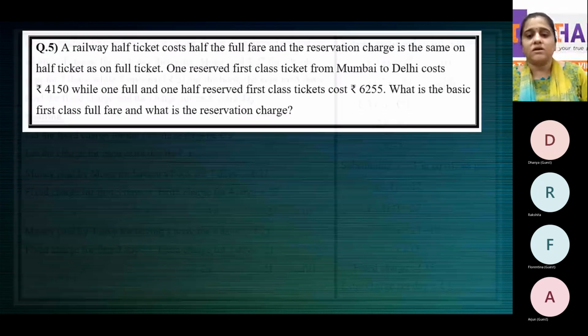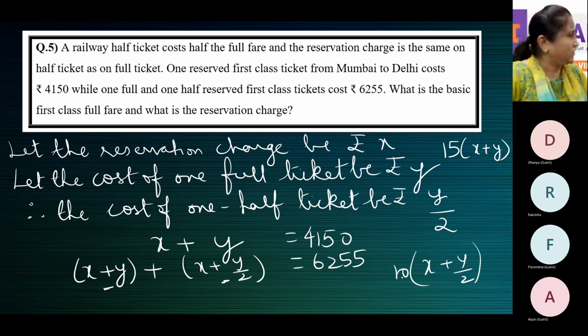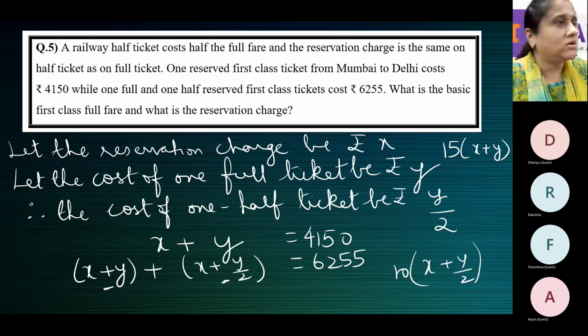Now, supposing, how much is one full ticket, children? X plus Y. Supposing 5 adults, 5 into X plus Y. Supposing 15 adults, 15 into X plus Y. How much is one half ticket? X plus Y by 2. Supposing 10 half tickets, 10 into X plus Y by 2. So one full ticket is X plus Y, 5 full tickets, 5 into X plus Y, 10 full tickets, 10 into X plus Y. One half ticket is X plus Y by 2, 3 half tickets, 3 into X plus Y by 2, 30 half tickets, 30 into X plus Y by 2. Yes or no? That's all.